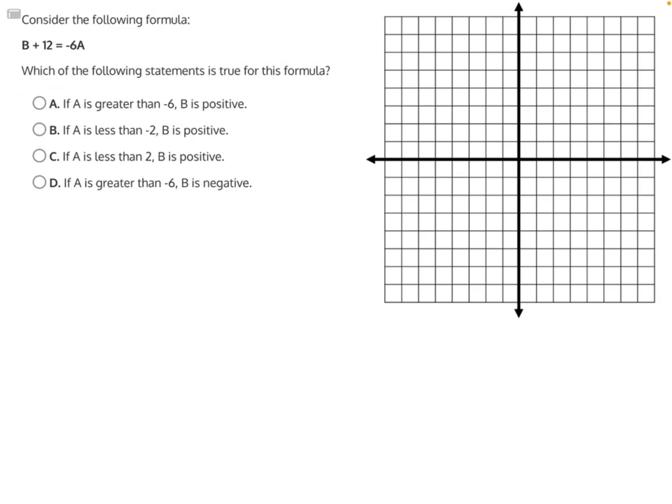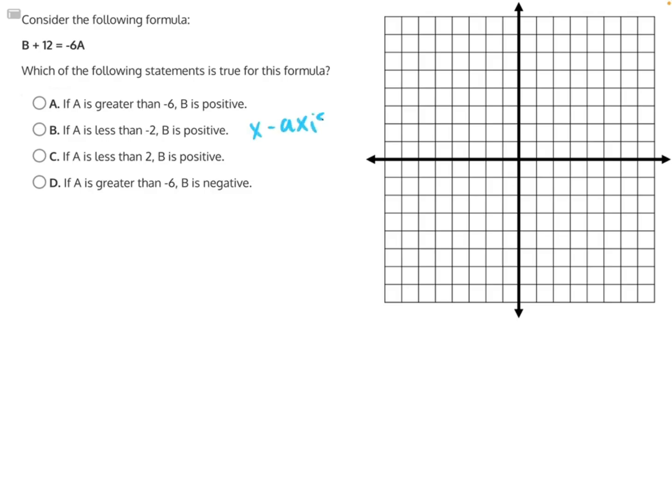Consider the following formula. Which of the following statements is true for this formula? To find the relationship between b and a, and thus find our correct answer among these options, we're going to need to graph this function. And to do that, we'll need to label our axes as b and a.